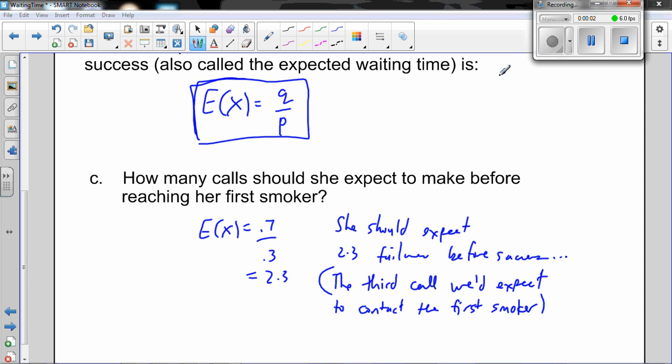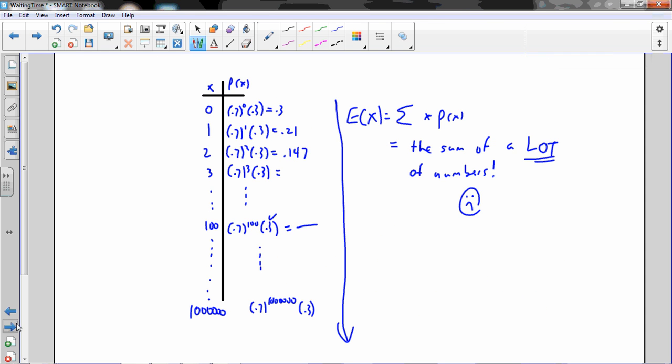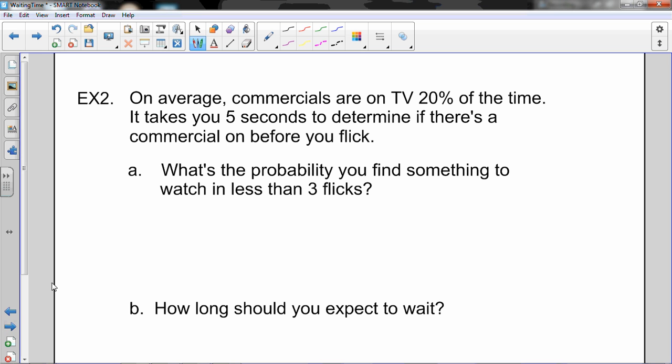Okay, we are back with part 2, example 2. On average, commercials are on TV 20% of the time. It takes you 5 seconds to determine if there's a commercial on before you flick, or surf, or however you call it. The rest of the residents call it flicking. You flick to a better show. What's the probability to find something to watch in less than 3 flicks?